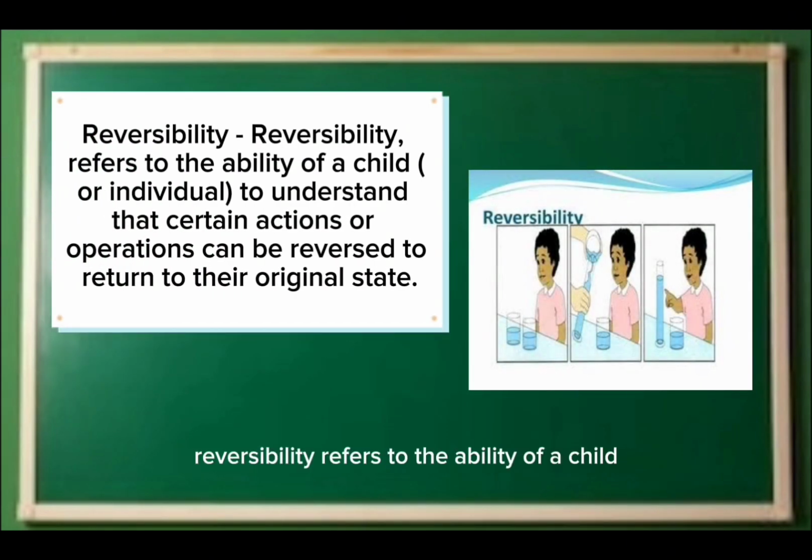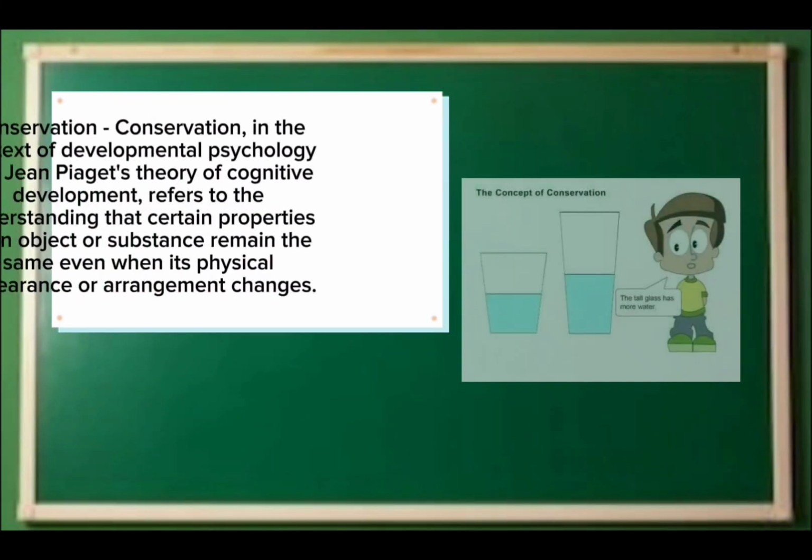Reversibility refers to the ability of a child to understand that certain actions or operations can be reversed to return to their original state. It is a key concept, particularly in the concrete operational stage of development, which typically occurs between ages 7 and 11.